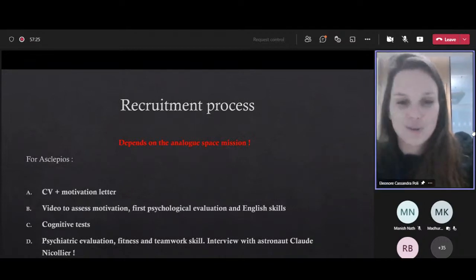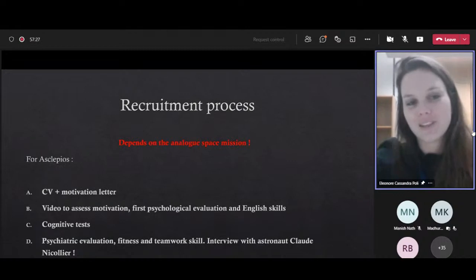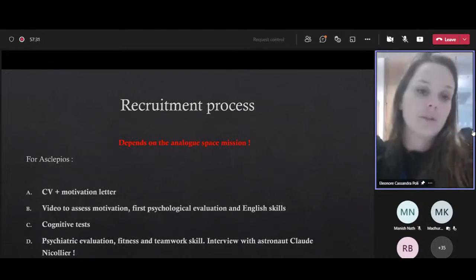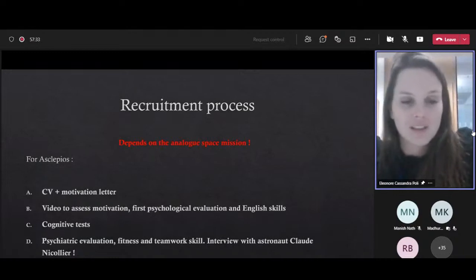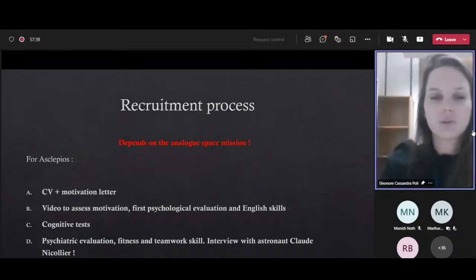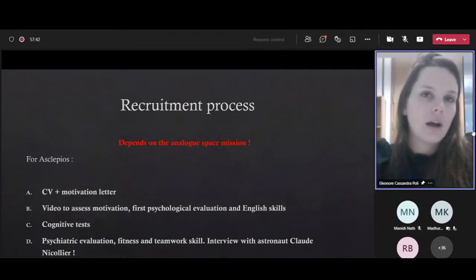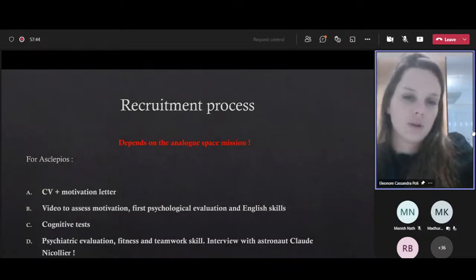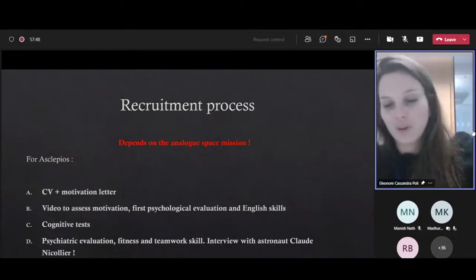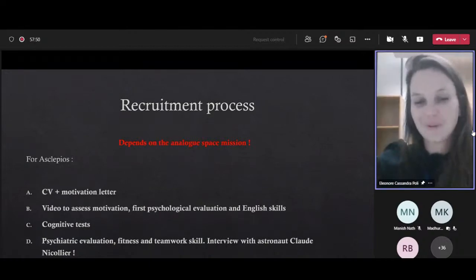Lastly, one of the real highlights of the recruitment process, for Astronaut at least, is we had an interview with astronaut Claude Nicollier. So Claude Nicollier is the only actual Swiss astronaut, and he's been supportive of the mission. And I think some of the Analogue Space missions would have either astronauts or members from space agencies interviewing you. But we had really a one-on-one time with him, and that was really, really cool.